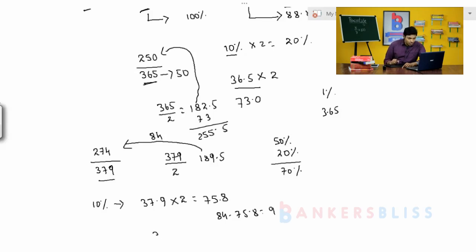You take 1%. 1% means 3.79. If you multiply by 3, it is more than 9. So you multiply by 2, so 1% into 2 is 2%, so 72% is the answer. Almost 72% is the answer.